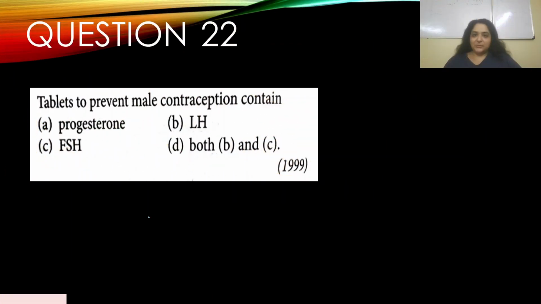Okay, so question number 22. Tablets to prevent male contraception contain, this appeared in 1999, A, progesterone, B, LH, C, FSH, D, both B and C. So tablets don't contain LH and FSH, they contain progesterone. Answer is A.